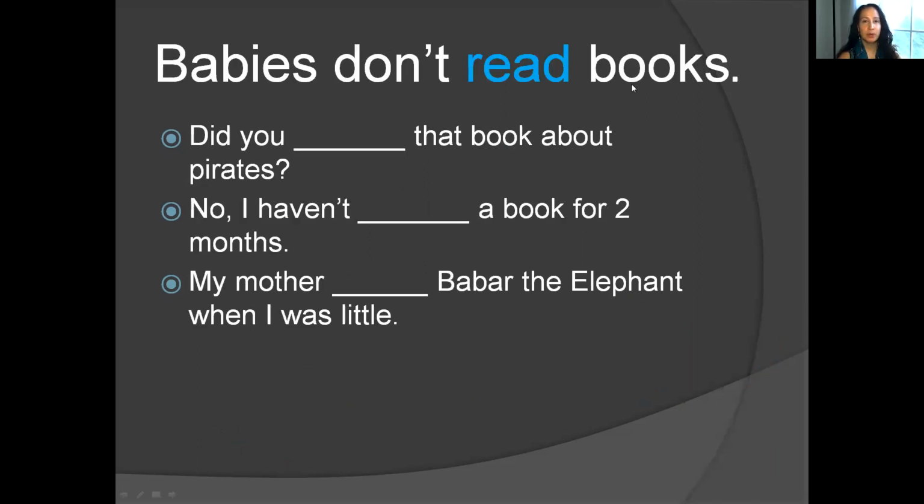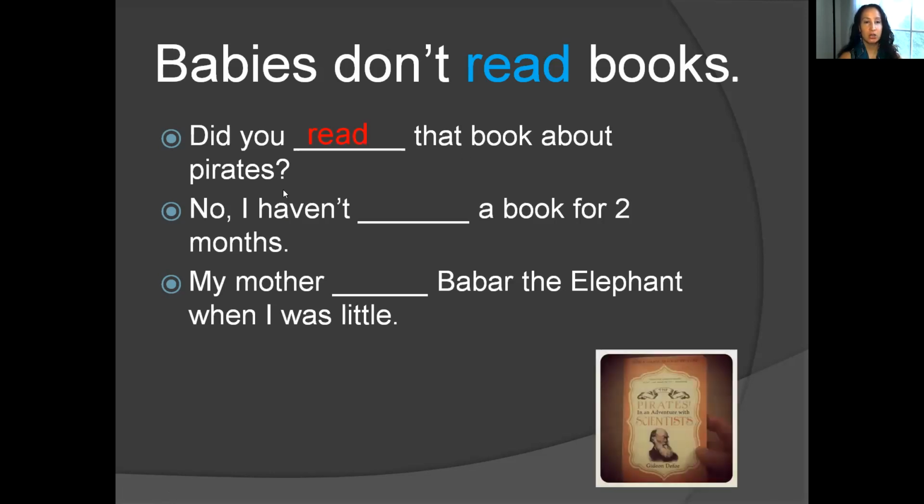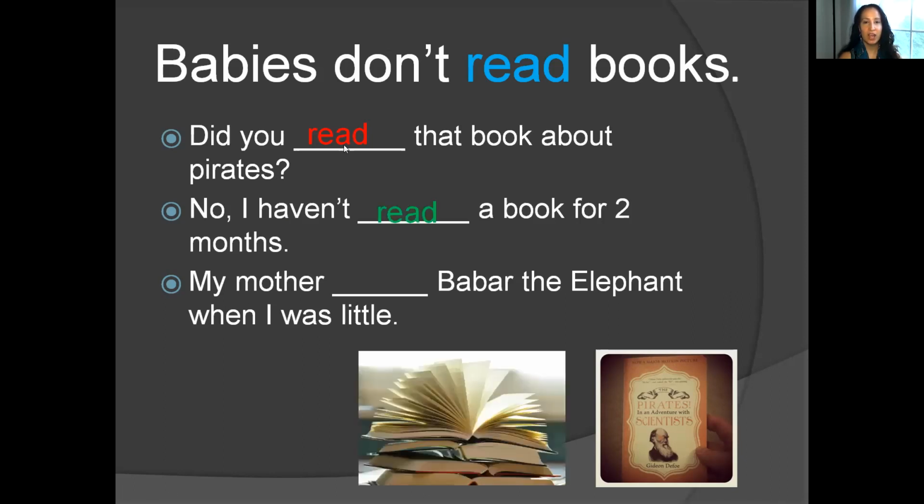Babies don't read books. Did you blank that book about pirates? Did you read that book about pirates? No, I haven't blanked a book for 2 months. Uh-oh. No, I haven't read. Read, read. Remember my homographs, homonyms, and homophones?